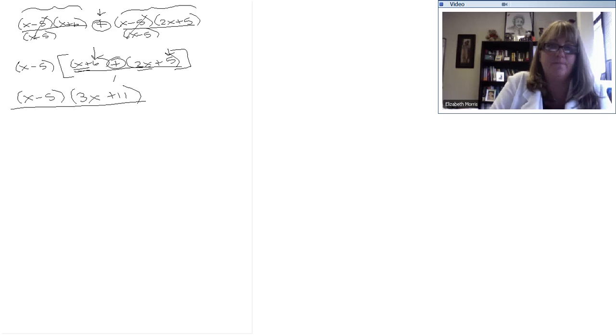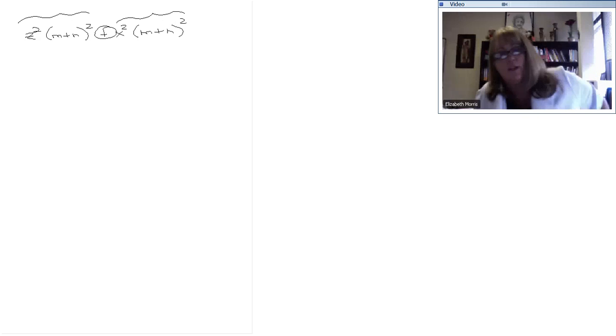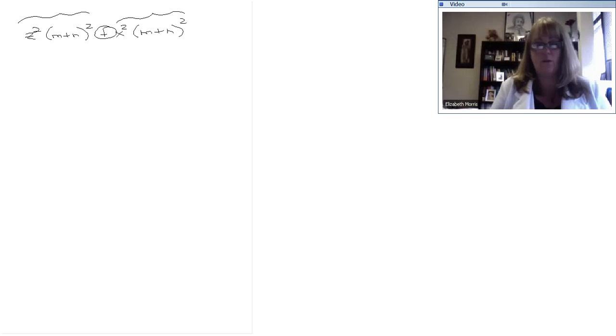All right, let's take it a step further. It can get even worse, or bigger, uglier, however you want to look at it. What if I had z squared times (m plus n) squared plus x squared times (m plus n) squared? Okay, all of this and all of this separated by a plus. So look at the first term, z squared times (m plus n) squared. Look at the second term, x squared times (m plus n) squared.